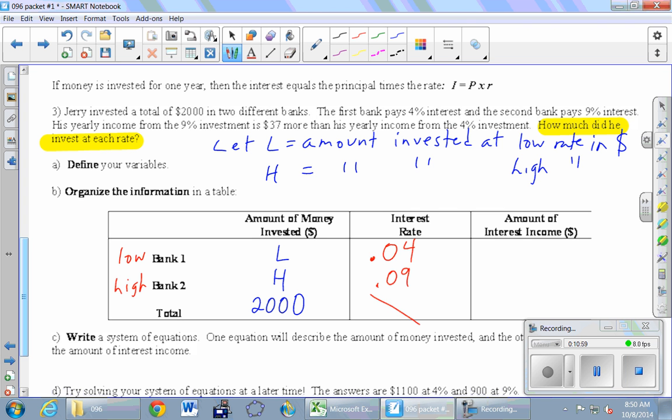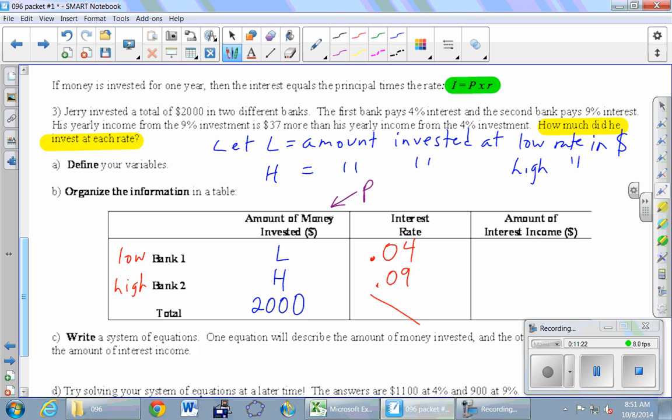Okay, let's come over here to this last column. I'm going to highlight this equation at the top first. This I equals P times R. The amount of interest you get is your principal times your rate. Okay, let's take a look. What businessy word describes the amount of money you invest in something? It's principal.